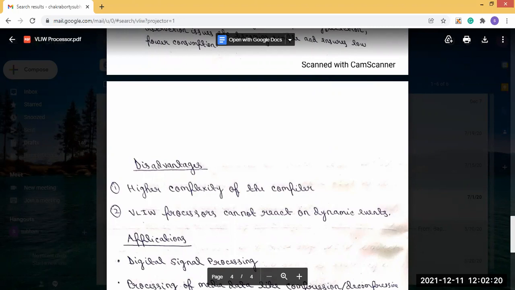This is also a cost-related matter: if we use it, the cost will increase. Also, a VLIW processor cannot react to dynamic events. If any dynamic event comes, the VLIW processor cannot react to that particular case. So these two are the disadvantages of the VLIW processor.